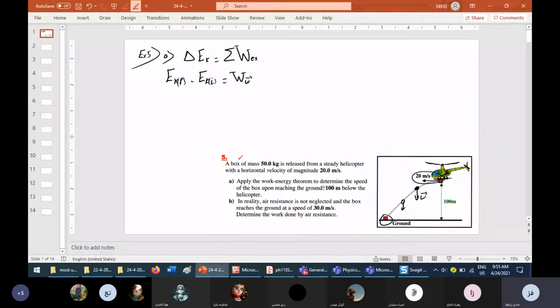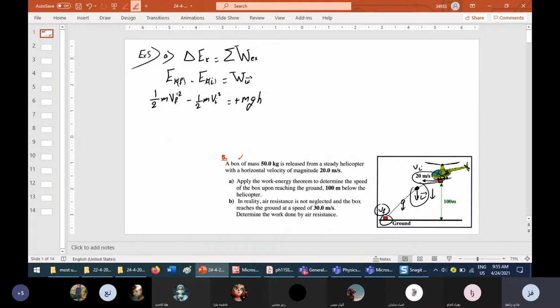He said to determine the speed upon reaching the ground, so he needs the final speed. Final speed exists in the kinetic energy: half m v final square minus half m v initial square equals the work done by weight, which is mg times h. It's positive because the object is moving downward and the weight is downward, so it will take a plus.